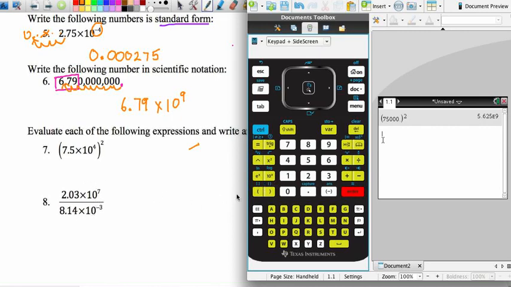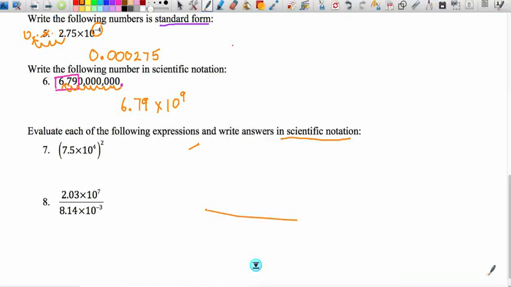I'm going to go ahead and do the second one as well. Again, with division, we must remember to use our parentheses, so 2.03 e7, and then I'm going outside my parentheses, divided by, open a second set of parentheses, 8.14 e negative 3, and once again, the calculator will do the calculation for you and leave your answer in scientific notation if that's the mode that you're in.